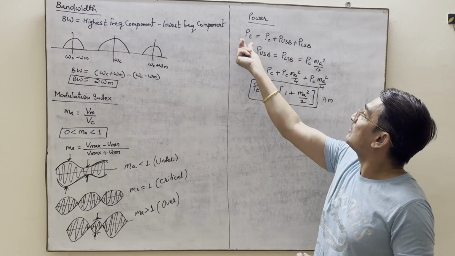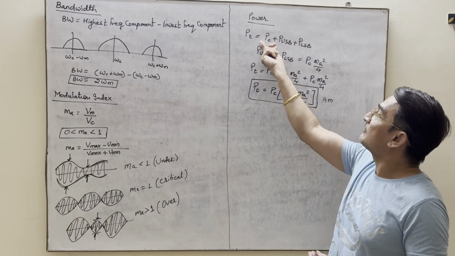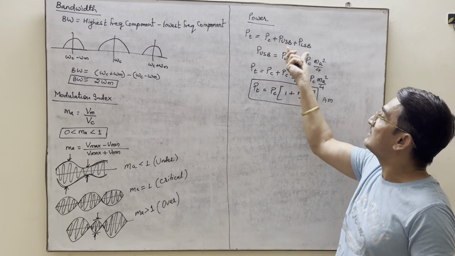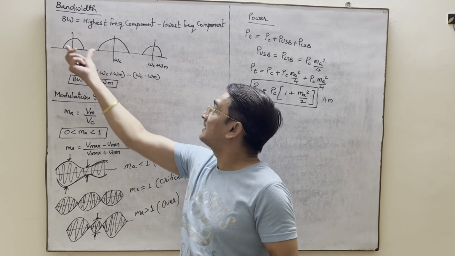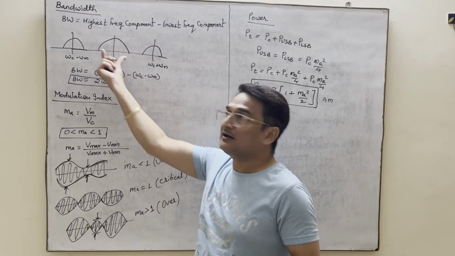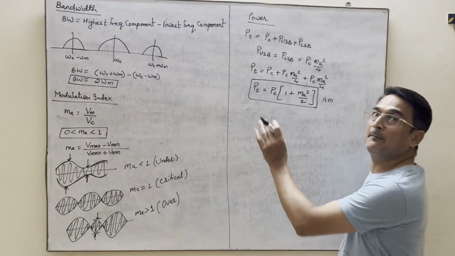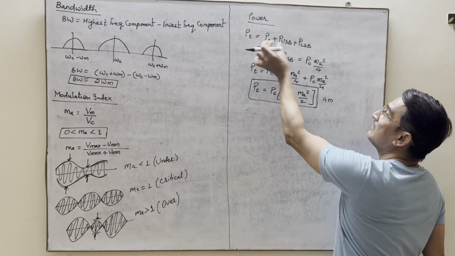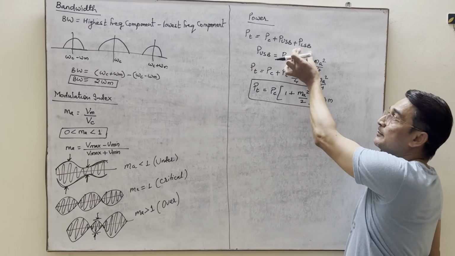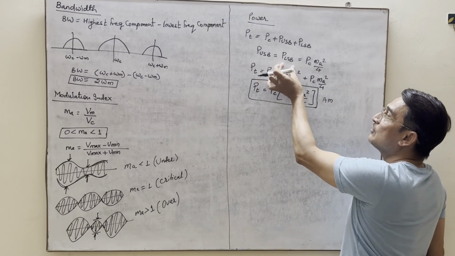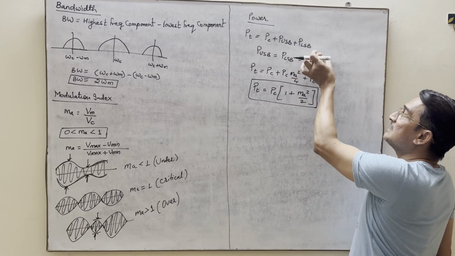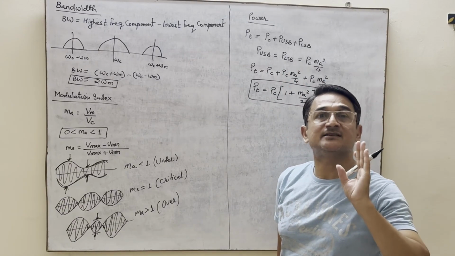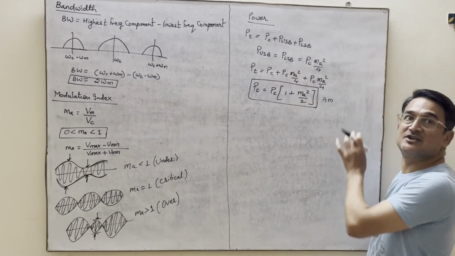So basically power in AM is power of carrier denoted by PC plus power of upper sideband plus power of lower sideband. As you can see, AM signal contains three components: carrier and two sidebands. So the power content of AM signal will be power content of these three elements, which is power of carrier plus power of upper sideband plus power of lower sideband. This power of upper sideband and lower sideband is equal to PC into MA square by 4. So basically upper sideband and lower sideband both contain the same power, which is PC into MA square by 4.